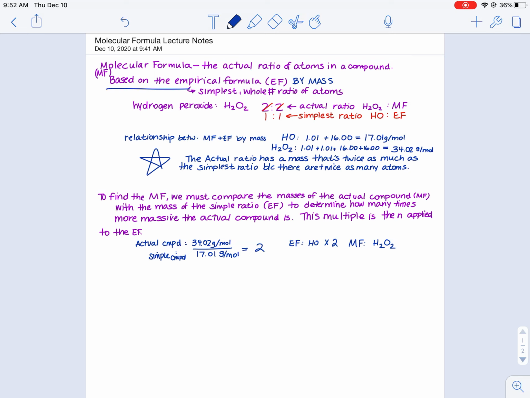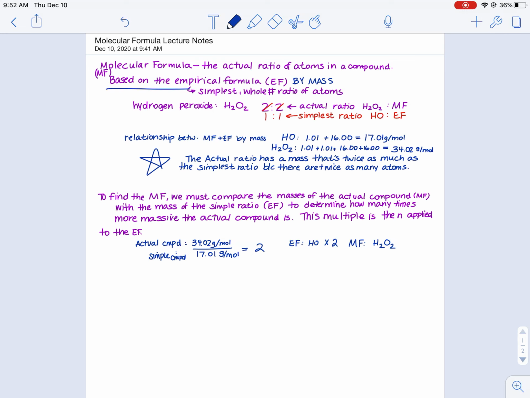So the relationship between the molecular formula and empirical formula by mass is determined by using the data from the periodic table for each of the atoms in the compound, adding them together, and then making a ratio. In other words, dividing the molecular formula mass by the empirical formula mass. In our example, the actual ratio has a mass that's twice as much as the simplest ratio because there are twice as many atoms, and we can see that in our formulas.